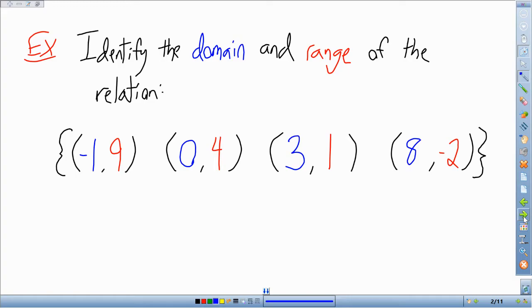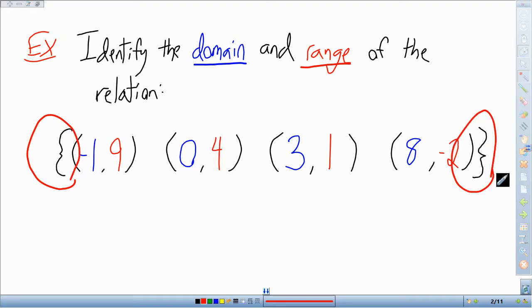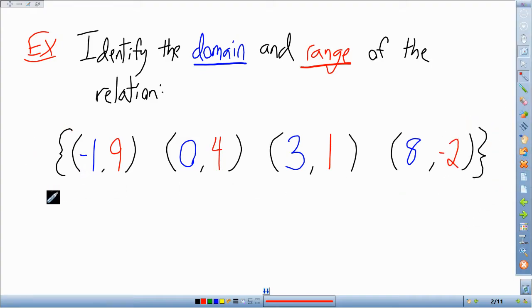On this first example, we're just going to get used to these words. So go ahead and copy this. We'll do this together. This is saying identify the domain and the range of the relation. Another new word, relation. When you see a bunch of ordered pairs listed with one another, usually they'll put these fancy little brackets on the sides. This is considered a relation right here. And they just want us to identify the domain and the range.